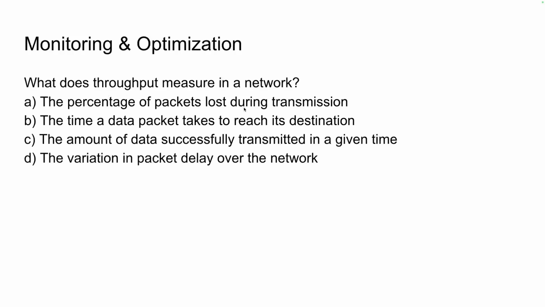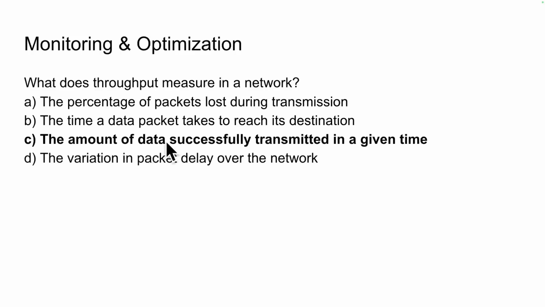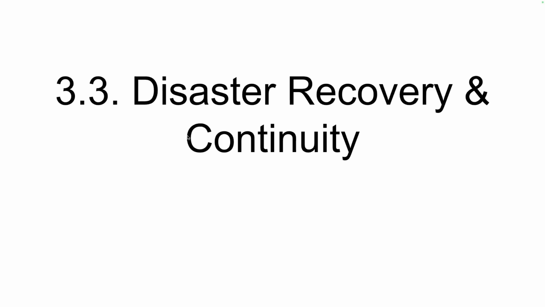The percentage of packets lost during transmission, that's packet loss. The time a data packet takes to reach its destination, that would be our latency. The amount of data successfully transmitted in a given time is throughput. Variation in packet delay would be jitter. So amount of data is the one. And that's it. We got it.